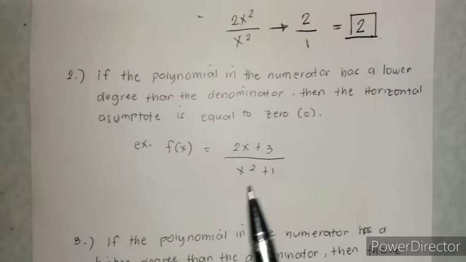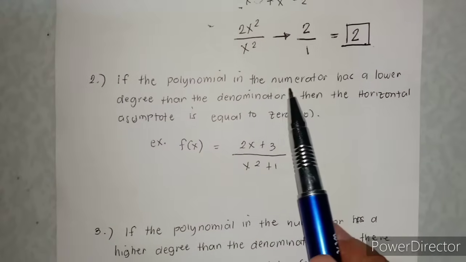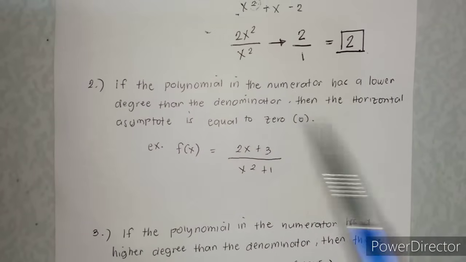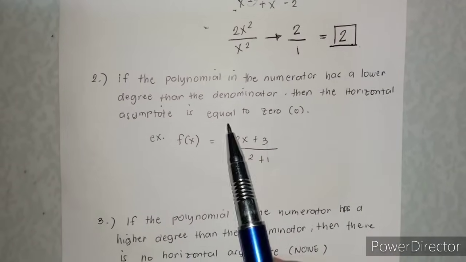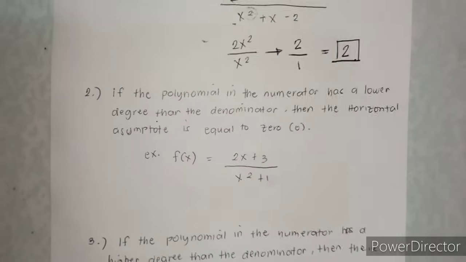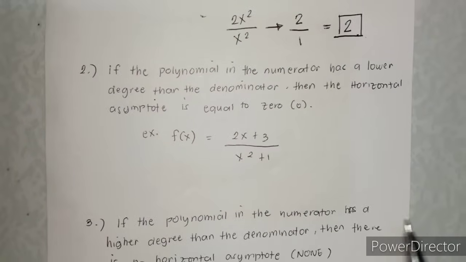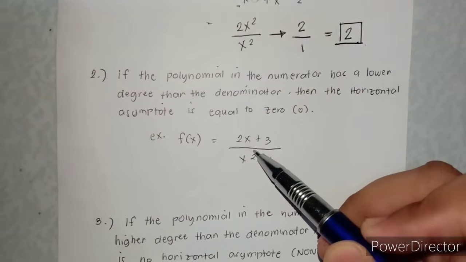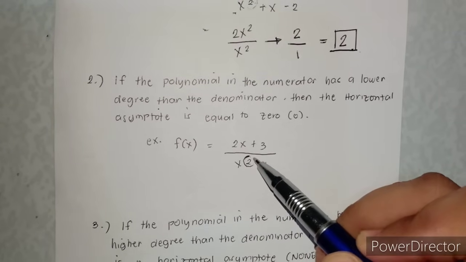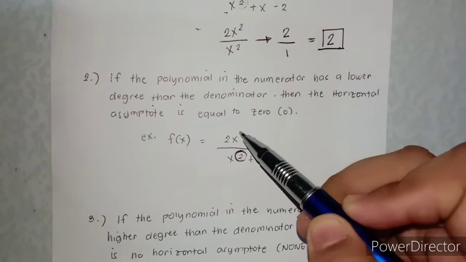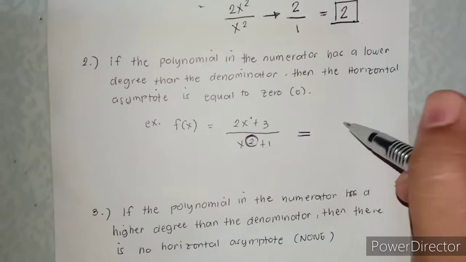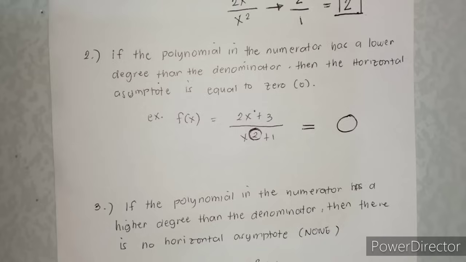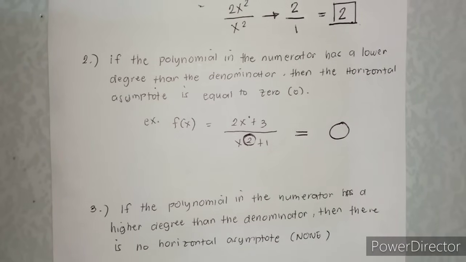Second condition: if the polynomial in the numerator has a lower degree than the denominator, then the horizontal asymptote is equal to 0. In other words, when the exponent of the denominator is higher and the exponent of the numerator is lower, the answer is equal to 0. So, you no longer need to solve. All you need to do is observe.